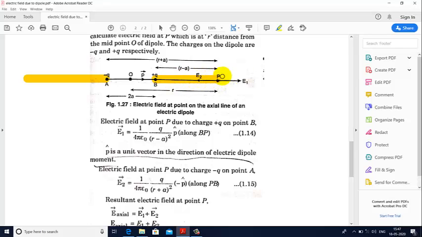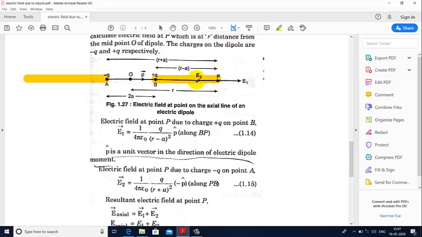We can see that the distance from P to O is r, and the distance from O to B is a. So the distance B to P will be equal to r minus a. In the formula for electric field we write q upon (r minus a) square. In place of r we have written r minus a. Here P cap is the direction. The direction will be like this.